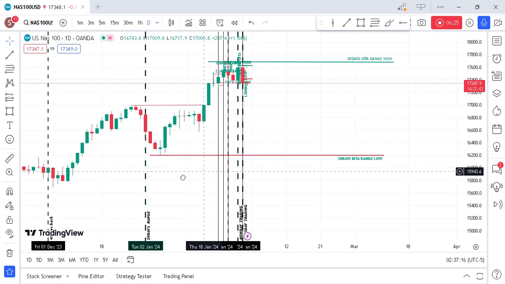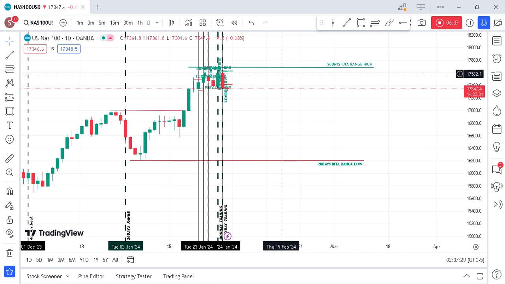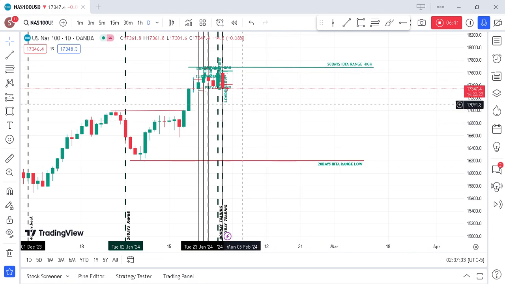Do you see here? Do you see this range now? This is 20 days. That is a 20 days range. This was from there to there. It's a 20 days range. That means now we are on our highs.